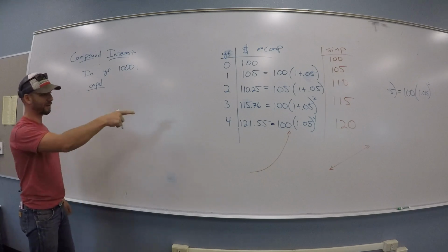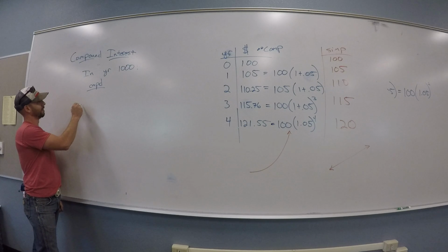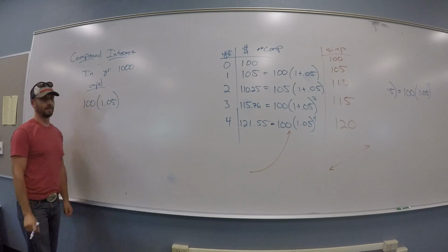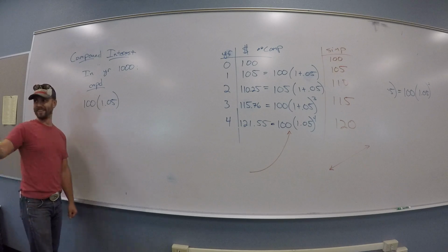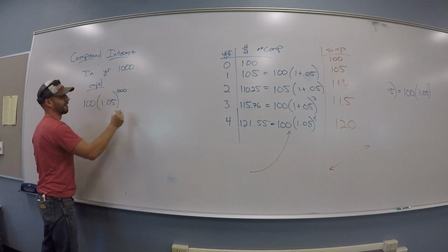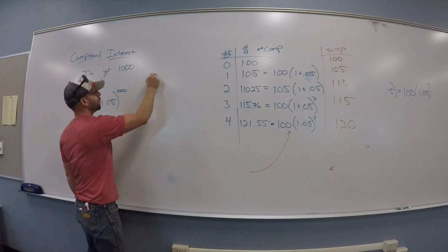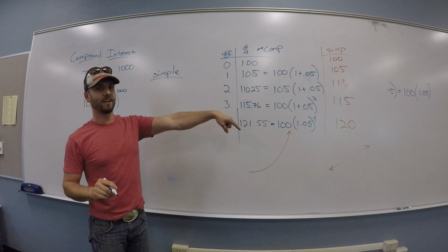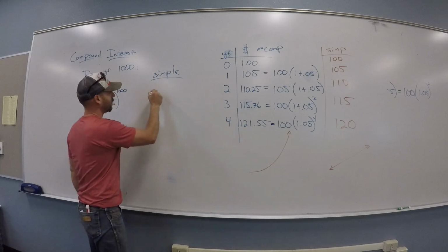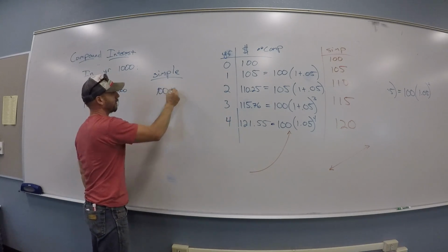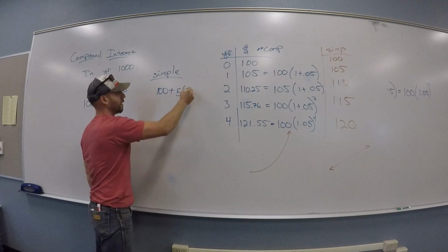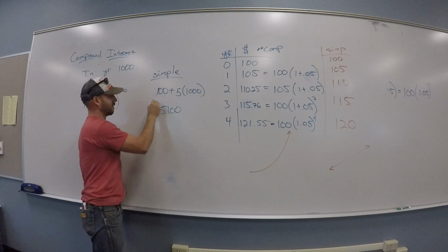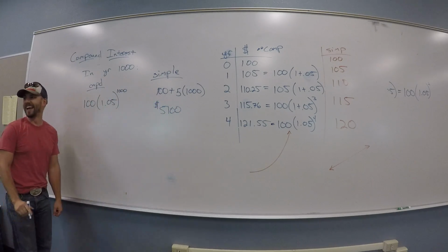So if you're compounding, what's your $100 worth in 1,000 years? 100 times 1.05 to the 1,000th power. And in simple interest land, you get $5 a year, so you're gonna get 100 plus 5 times 1,000, which gives you $5,100. I got the times 10 to the 23rd.